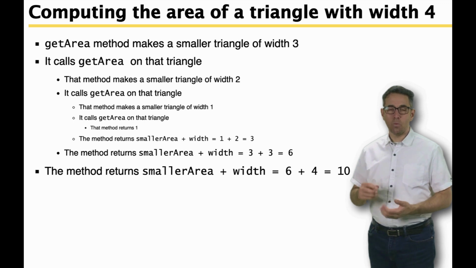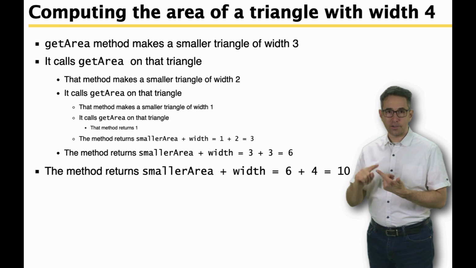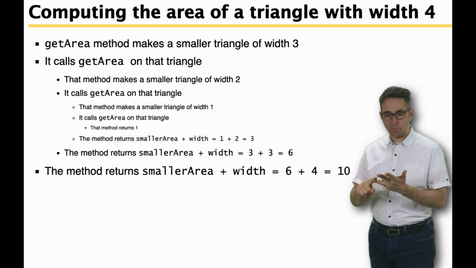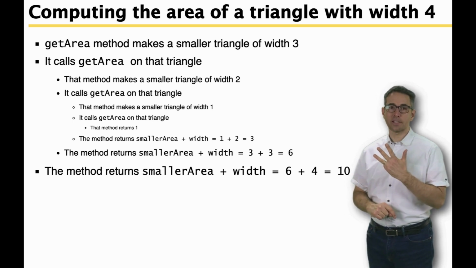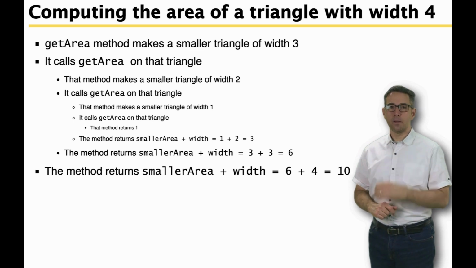So we end up making one recursive call for, we call getArea on a triangle 4, on a triangle 3, on a triangle 2, and a triangle of 1, making a total of 4 calls to the getArea method.